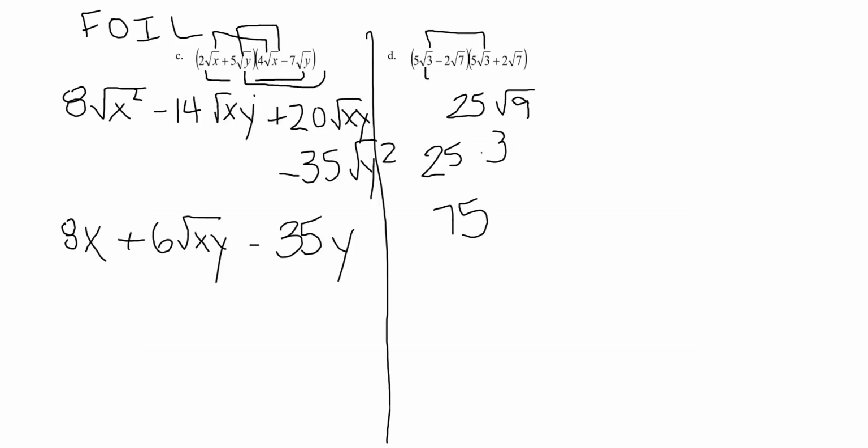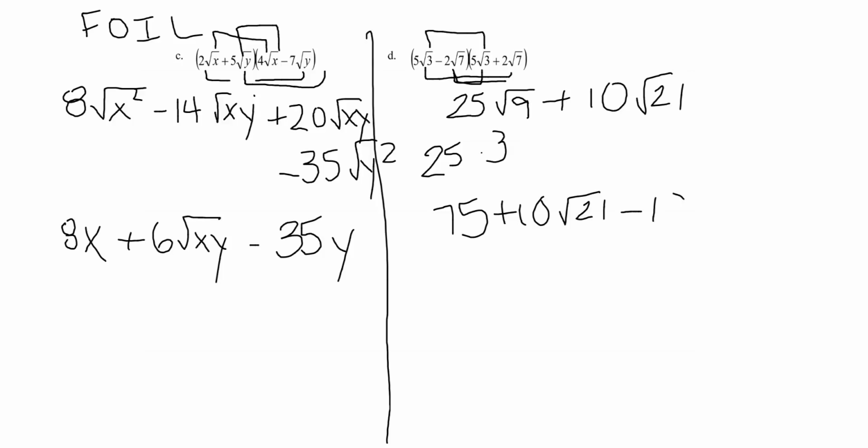And we're going to do our outer terms. Okay. Square root 5 square root 3 times 2 square root 7 is going to give me positive 10 square root 21. Okay, I can't do anything with that, so I'm going to put it down here. My inner terms are going to be negative 2 square root 7 and 5 square root 3. So it's going to end up being negative 10 square root 21.